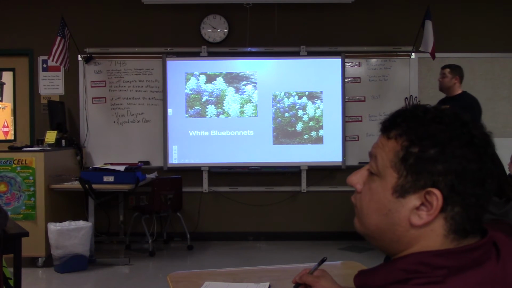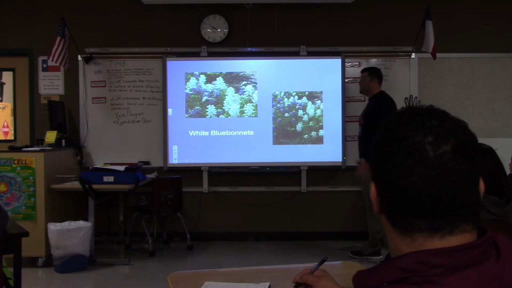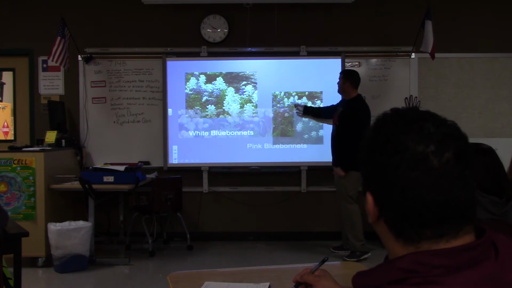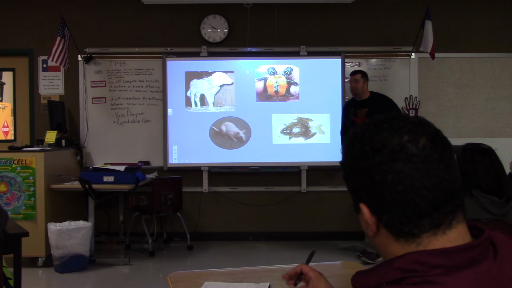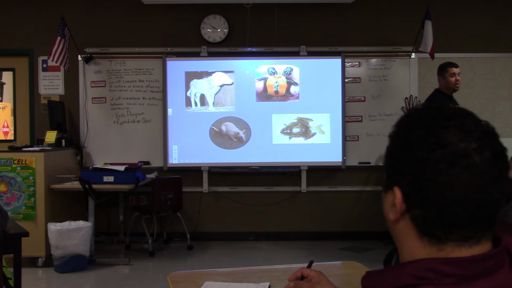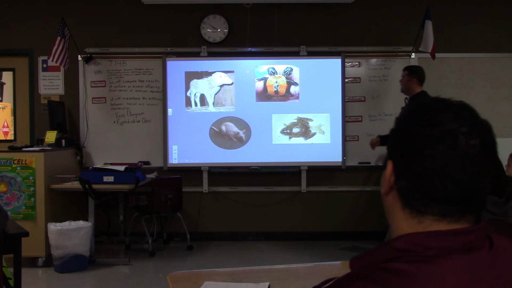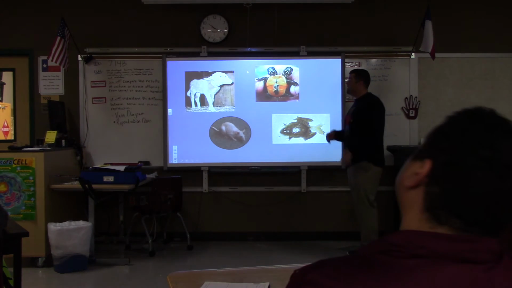Not only in animals, it can also occur in plants. So you have white bluebonnets. This is a mutation. Bluebonnets are supposed to be blue. You can also have pink bluebonnets. Now these are other mutations that occur naturally. Getting away from albinos, but just talking about natural mutations.